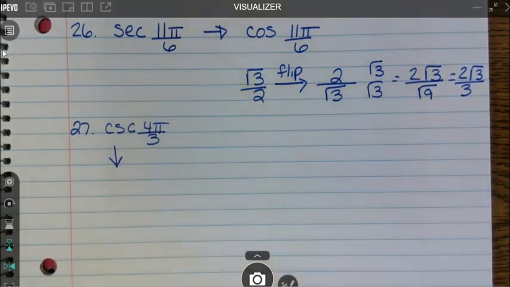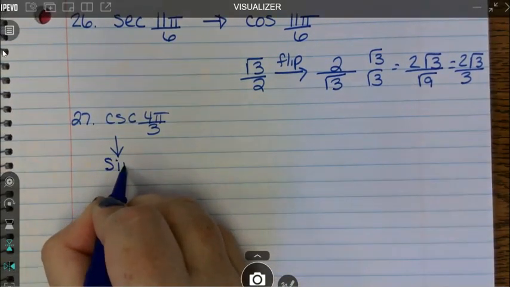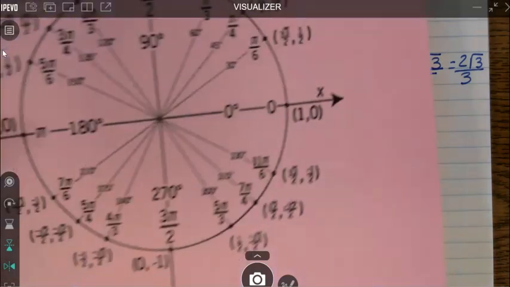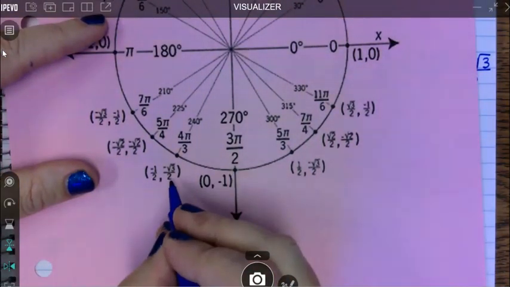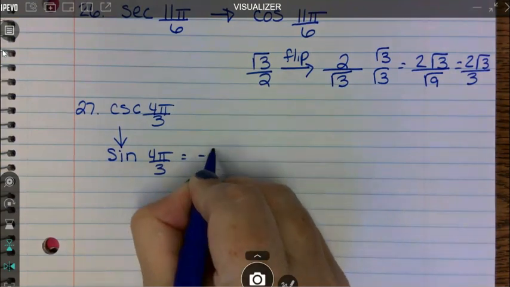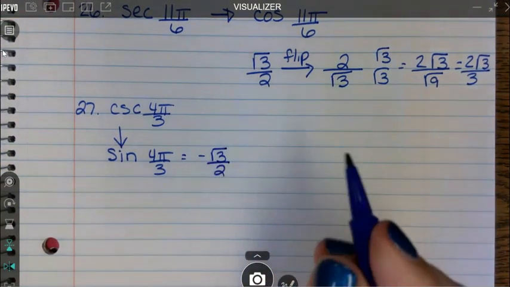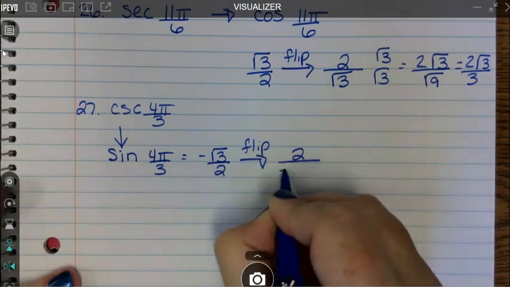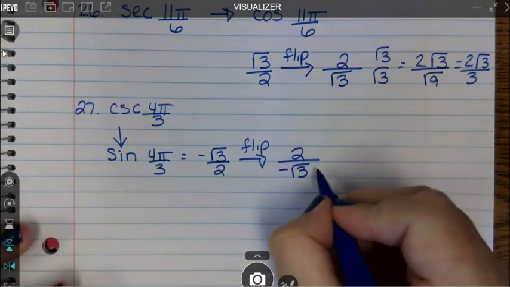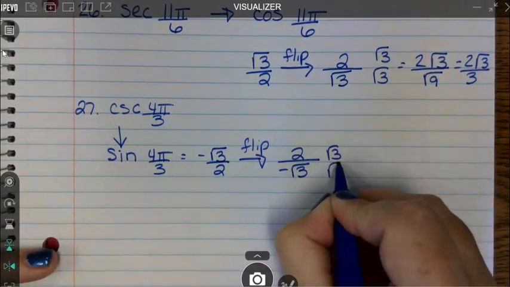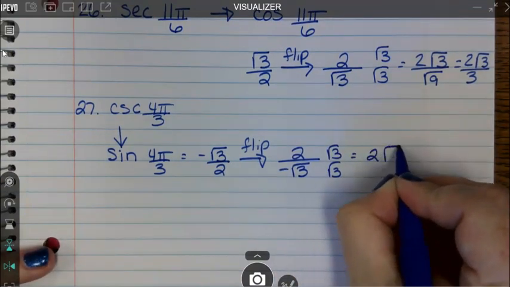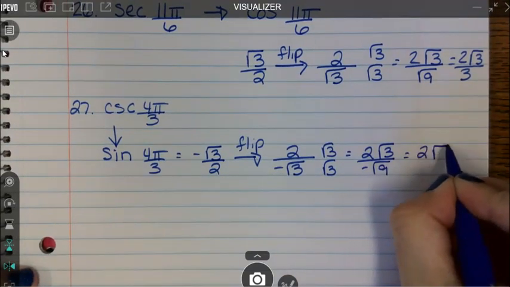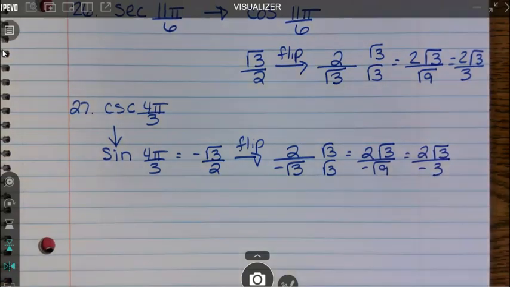So the reciprocal of cosecant is sine. So 4 pi over 3. So we go to our unit circle and find 4 pi over 3. And it's negative square root 3 over 2. So then we got to flip it. So we're going to get 2 over negative square root of 3. Now, again, we can't keep this, so we're going to multiply by the square root of 3 on top and bottom. So we get 2 square roots of 3 over negative square root of 9. So this is just going to be 2 square root of 3 over negative 3.